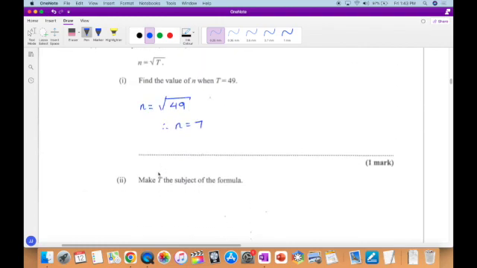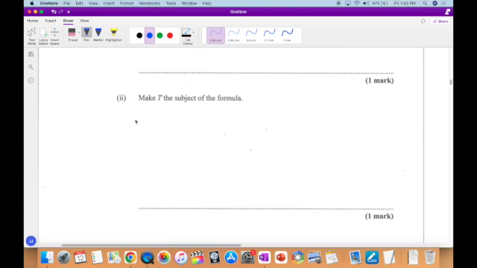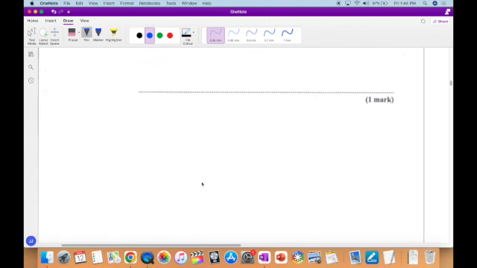Make t the subject of the formula. So n is equal to the square root of t. Therefore, the square root of t equals n. T is n squared. When you throw across a square root, you get squared. Right? That is it. Easy work.